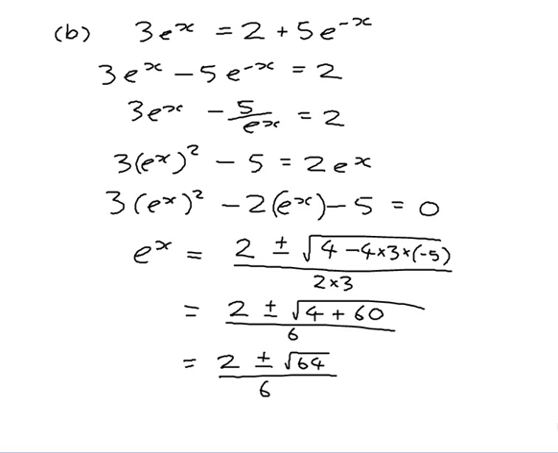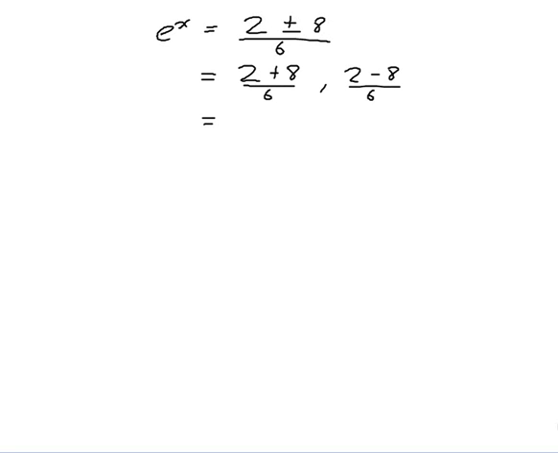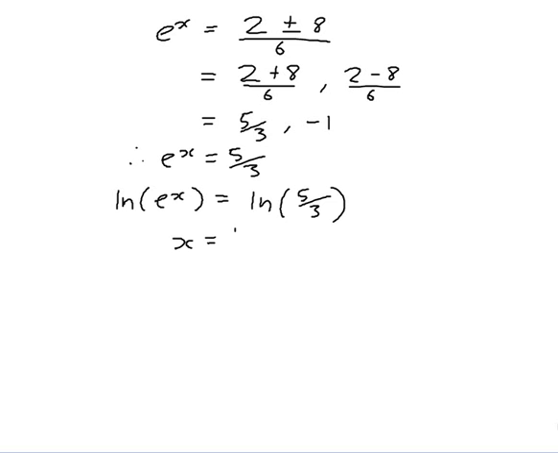Alright. So e to the x would be equal to 2 plus or minus the square root of 64, which is 8, over 6, which is 2 plus 8 over 6, or 2 minus 8 over 6, which is 10 over 6, which is 5/3, or minus 6 over 6, which is minus 1. Now e to the x actually can't be negative, it can only be a positive number, so therefore we get e to the x equals 5/3. And now we can use our ln. ln of this side is equal to ln of this side, and we get x is equal to ln of 5/3. And that's the end.